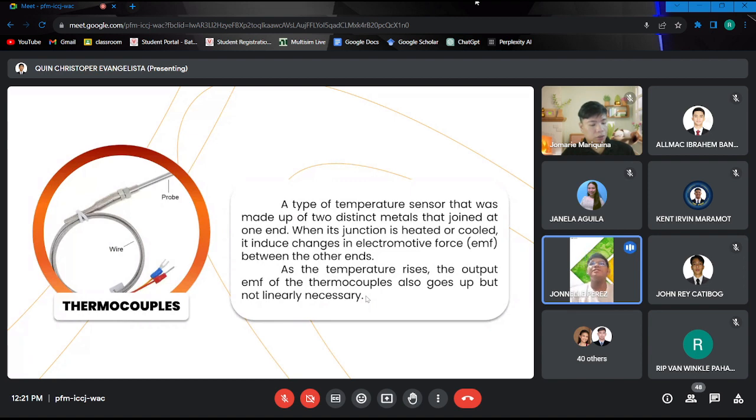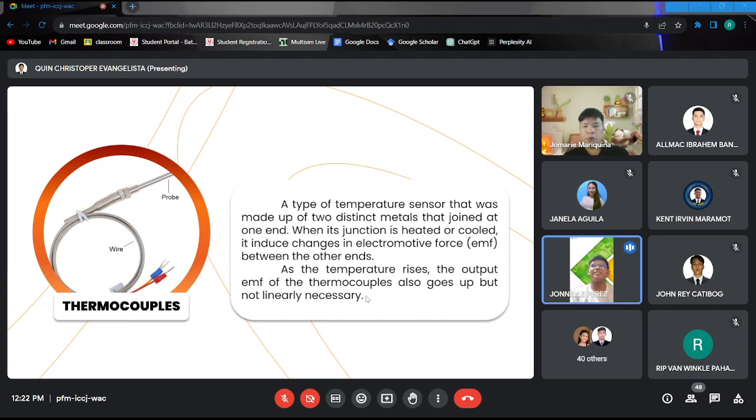When this junction is heated or cooled, it induces a change in electromotive force, or EMF, between the other ends. As the temperature rises, the output EMF of the thermocouple also goes up, but not necessarily linearly, because thermocouples use two different metals, and two different metals conduct heat differently. If we apply temperature to different metals or materials, there will be a change in resistance, and a change in resistance means there will also be a change in the voltage generated.